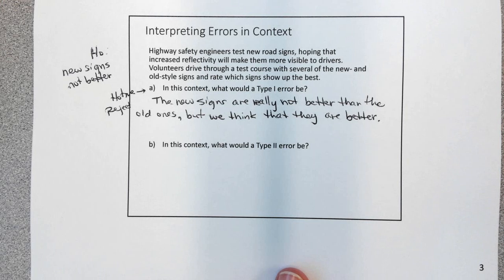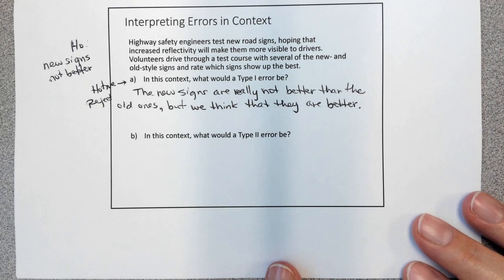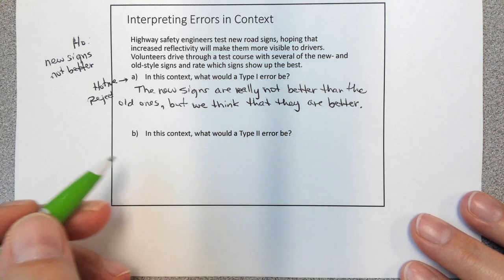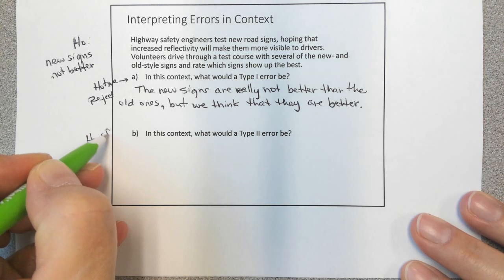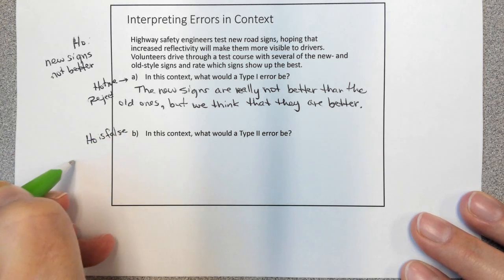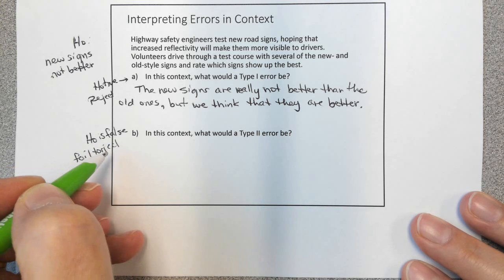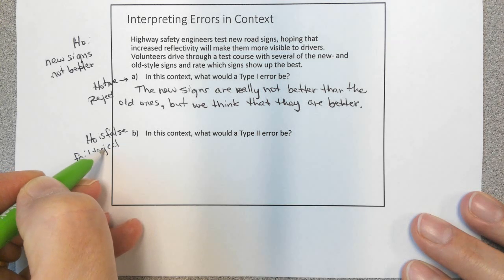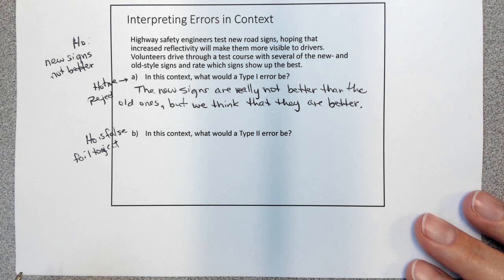Are we okay so far? Okay. So this is typical kind of stuff, big idea thinking. In this context, what would a type 2 error be? So in a type 2, H naught is false, but we fail to reject it. Fail to reject. Alright, so if H naught is false, that means the new signs are better.